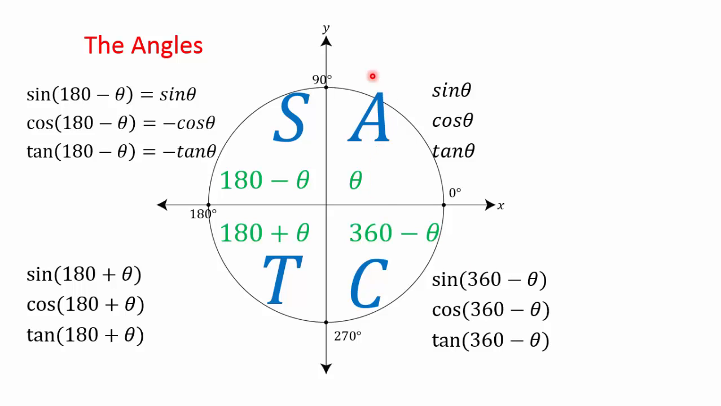Now, if we remember our All Stations To Central, in the first quadrant they were all positive, so they stay the same. In the second quadrant, only sine was positive. So if we write a sine like this, it is equal to just a normal sine because it's positive. If we write our cosine like this, though, it is equal to the negative cosine because cosine was negative in the second quadrant. And the tangent is also negative in the second quadrant.